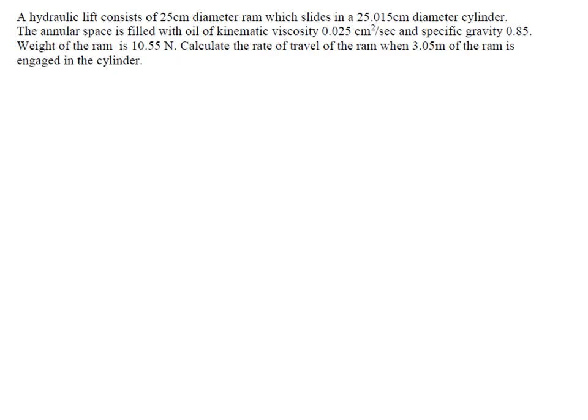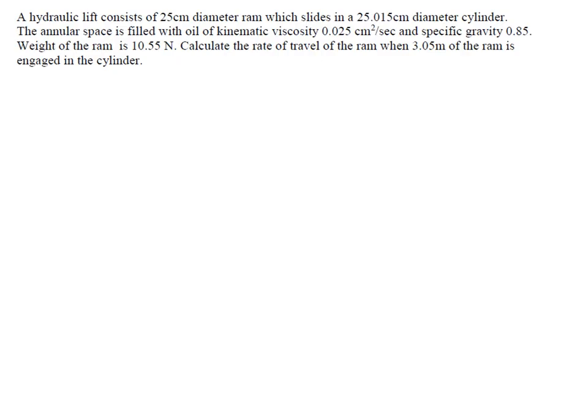So here the ram is a moving part, whereas the cylinder is the stationary part. We have studied in Newton's equation of viscosity that if one part is moving, another part is stationary, and the gap is filled with any fluid, then we can apply Newton's equation of viscosity. So also here, shear stress is mu dou v by dou y. Now the diameter of the ram, that is the moving part, is taken as capital D, which is 25 centimeters, which is 0.25 meters, and it slides in a cylinder.